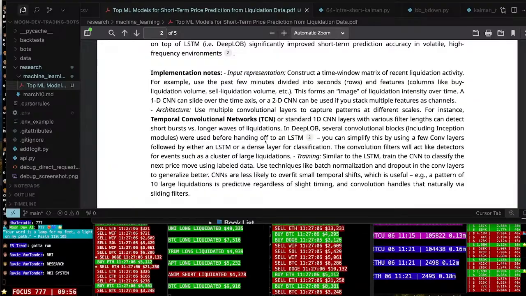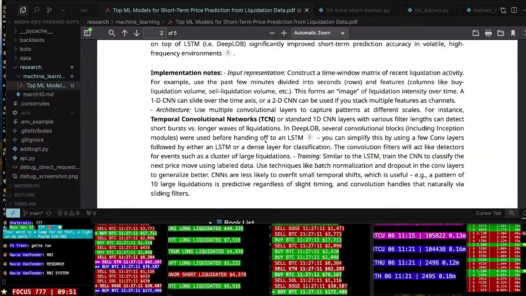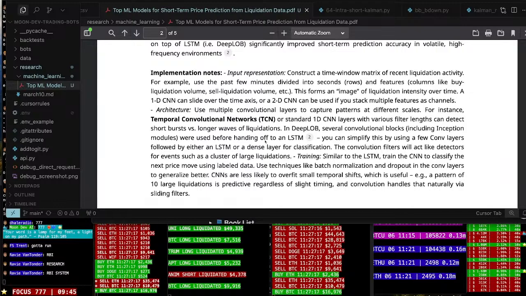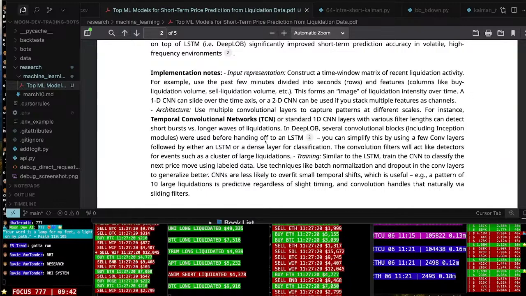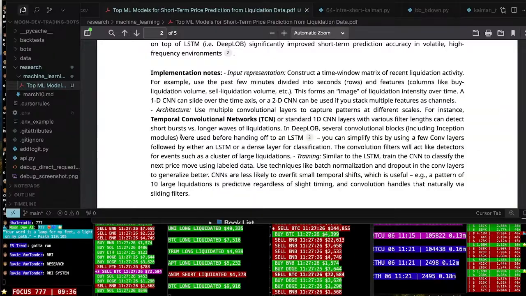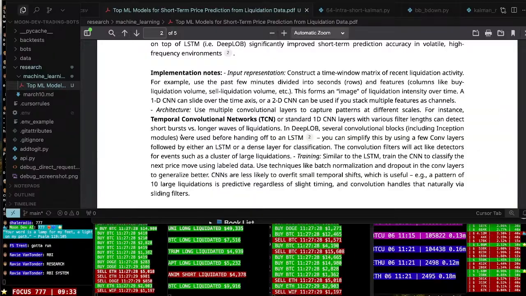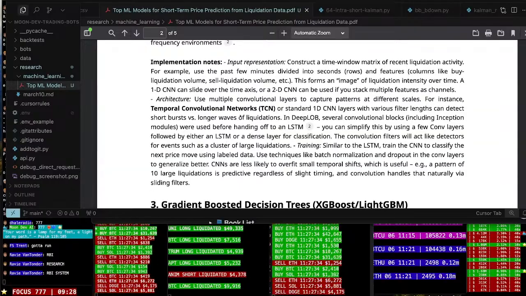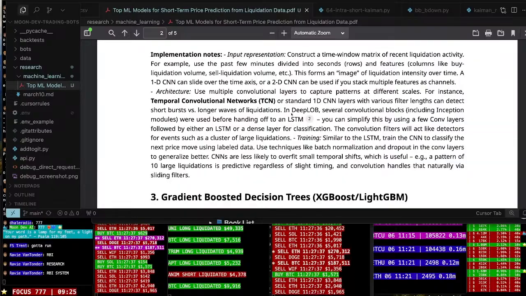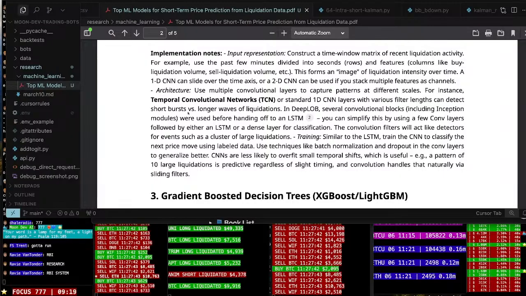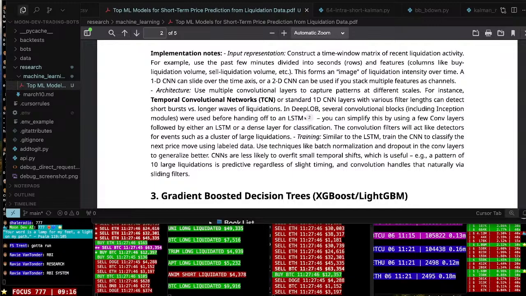Volume, etc. This forms an image of liquidation intensity over time. A 1D CNN can slide over the time axis, and a 2D CNN can be used if you stack multiple features as channels. Architecture. Use multiple convolutional layers to capture patterns at different scales. For instance, the temporal convolutional networks, TCN, or standard 1D CNN layers with various filter lengths can detect short bursts versus long waves of liquidations.